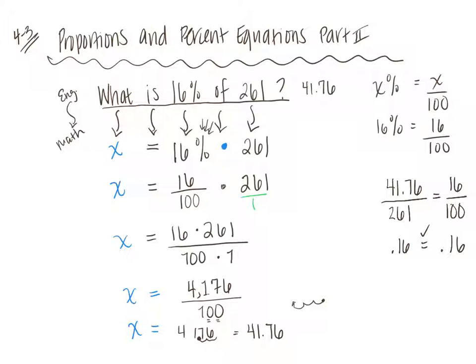Because my 41.76 over 261 simplifies to 0.16, and 16 out of 100 is also 0.16, then yes, these ratios are equal, and it is true that 41.76 is 16% of 261. Good, let's do a couple more examples like this.